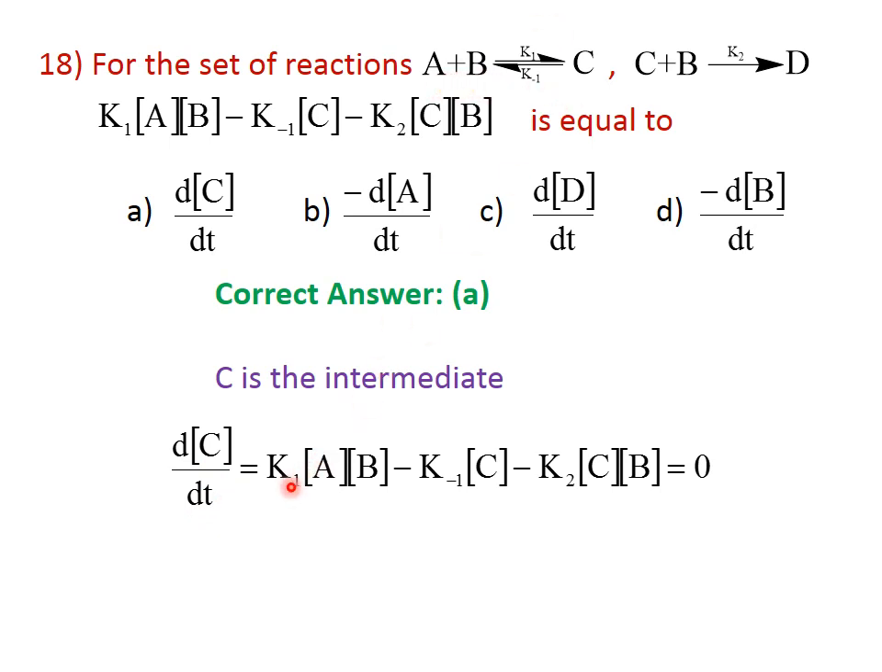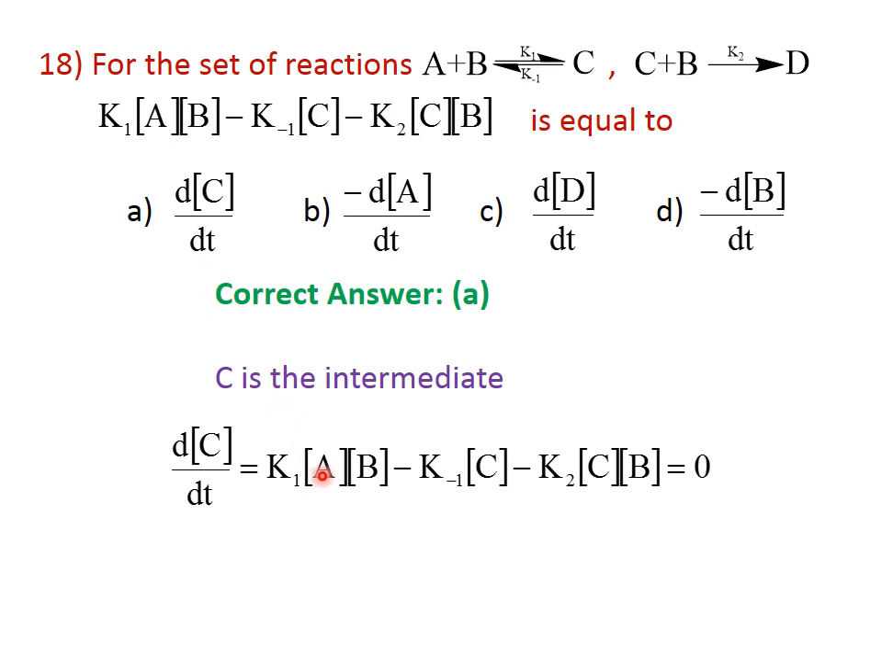So K1 into concentration of A into concentration of B. In the reversible reaction it disappears: minus K minus 1 into C. In the second step it also disappears: K2 into concentration of C into concentration of B. That will be equal to 0. So if we take this term, it will be equal to dC by dt, the intermediate. So the correct answer is dC by dt.